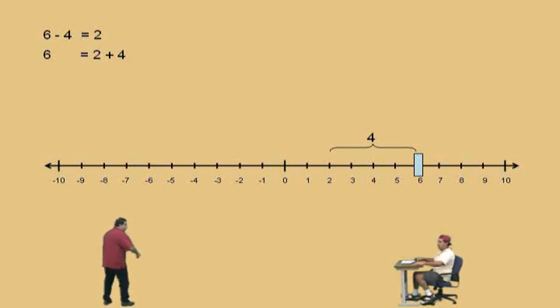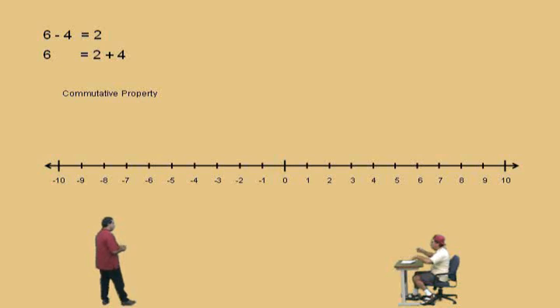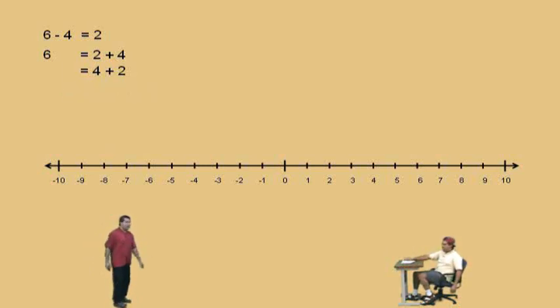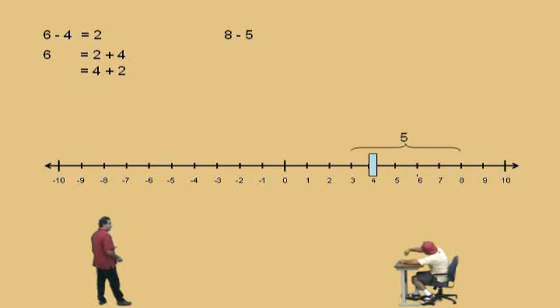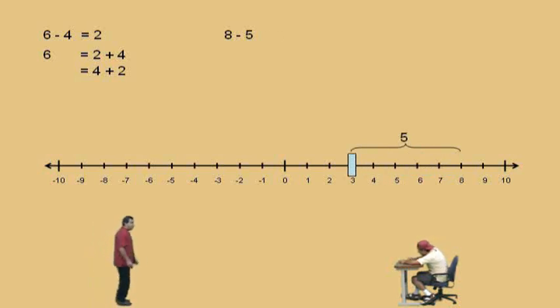Okay, let's review our commutative property for addition. Charlie, by the commutative property, 2 plus 4 is the same as? 4 plus 2. Very nice, Charlie. Let's do another one. 8 subtract 5, Charlie. What is 8 subtract 5? 3. Very nice, Charlie.